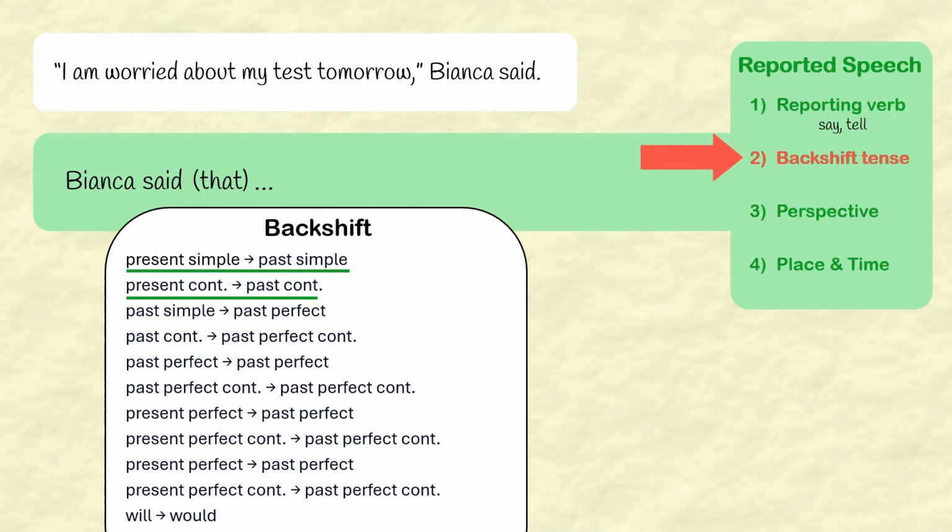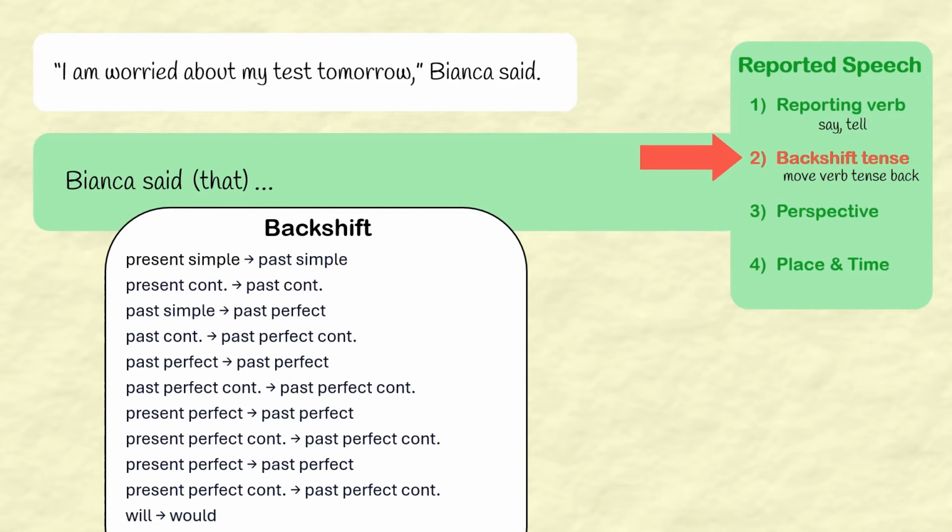It's important to remember that backshifting is not a firm rule that we must always follow. We use it to help clarify things, but there are times we don't need to backshift. We'll look at those later in the lesson.